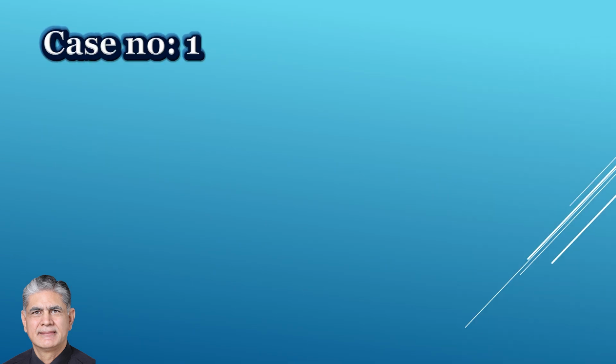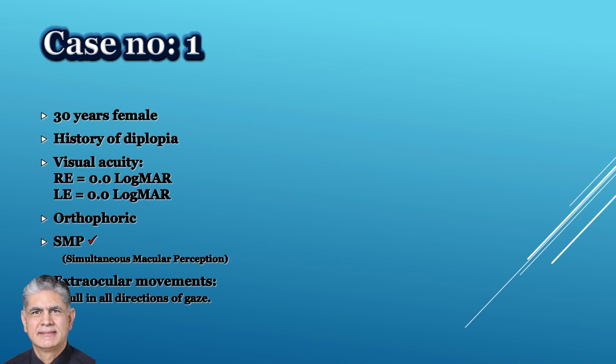I will show you 3 cases only and 3 slides only. I will not take much of your time. This is the brief history. A 30 year old female, history of diplopia. Visual acuity is 0 in both eyes, and the patient is orthophoric on examination.